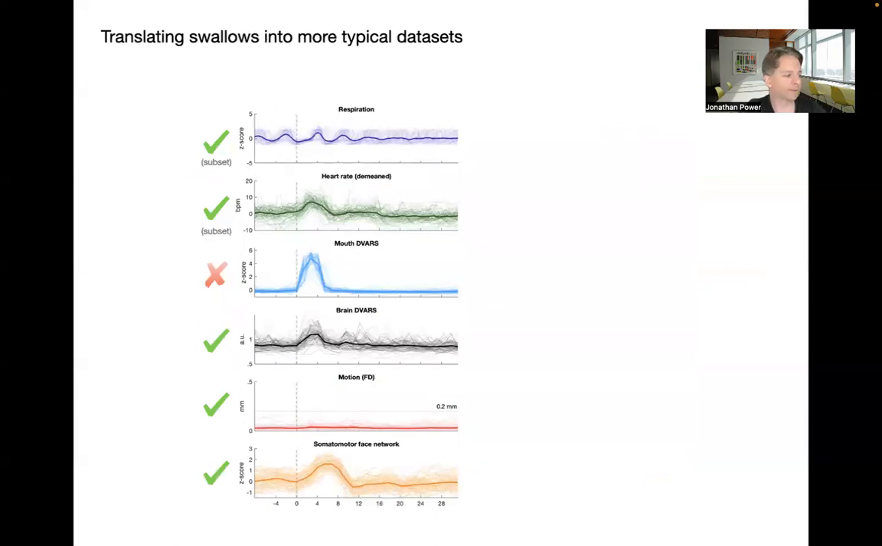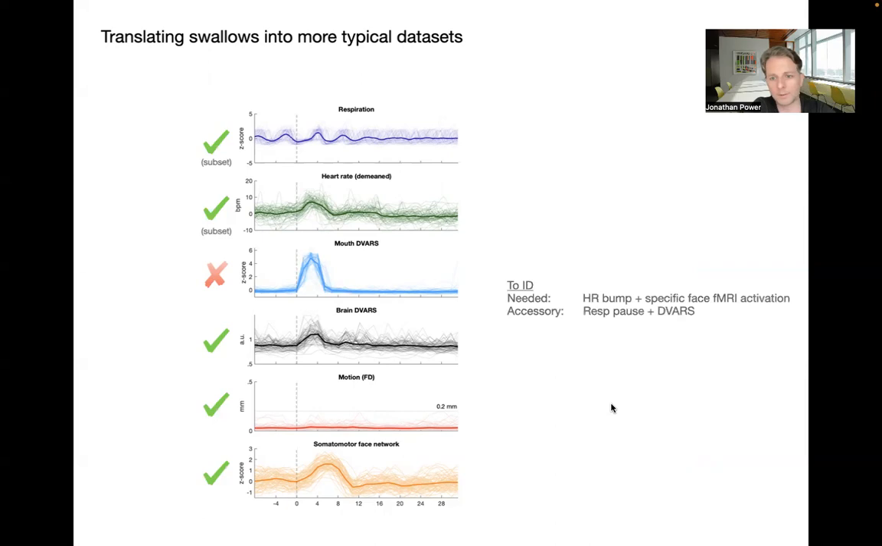So in the final few minutes, I'll just turn to our efforts to think about how we would look at this in data sets that don't cover the whole mouth like ours do, or that maybe don't have some of the accessory measures. And we decided to use the Human Connectome Project data to do that, just because there's so much of it, and because it has heart rate, which we already know at this point is pretty helpful. So we're not going to be able to use the mouth DVARS approach, just because the mouth isn't part of the image. But most of the other parts could be used if we wanted to.